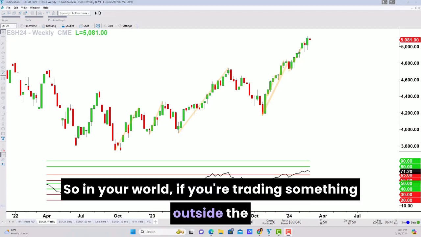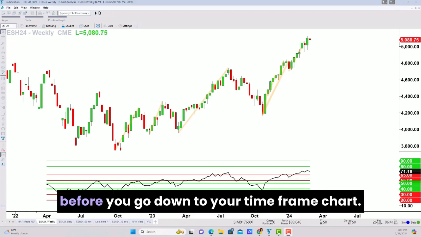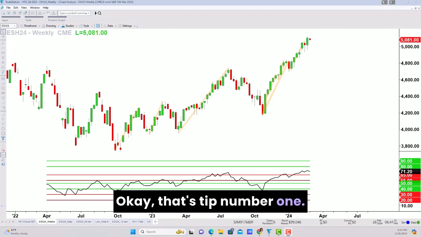So in your world, if you're trading something outside the ES, go to your monthly or weekly or daily chart before you go down to your time frame chart. Okay, that's tip number one.